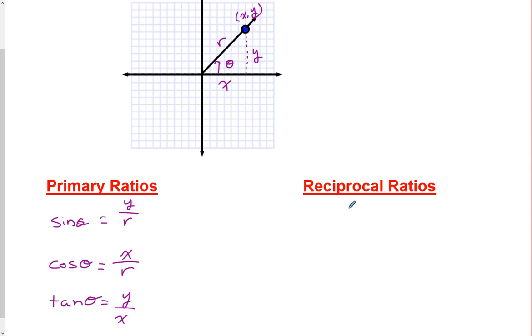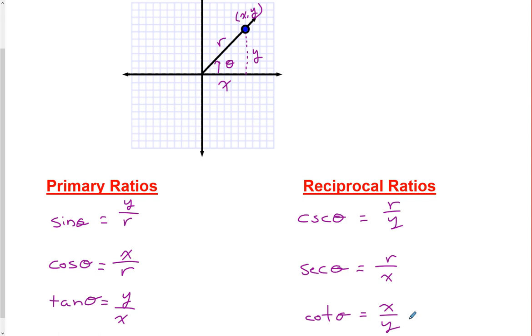Of course, I have my reciprocal ratios as well, right? So that's cosecant, secant, and cotangent. And those are just my regular sine, cosine, tan, but flipped over, inverted. So I can actually just take the ones on the left side and I can flip them. This one is going to be r over y. This one is going to be r over x. And this one is going to be x over y. I just took the ratios and I flipped them. So we're going to need to remember these. We're going to need to use these. These are going to help us derive some stuff.